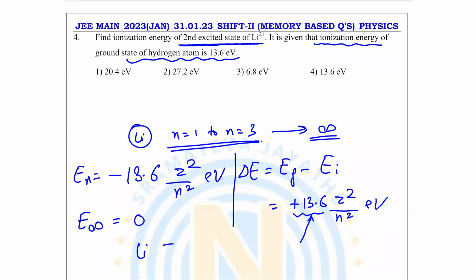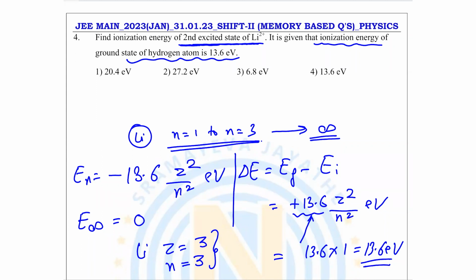Now for lithium, Z is the atomic number 3, and we are given n as 3 because of the second excited state. So if I put Z as 3 and n as 3, this becomes 13.6 into 1. So the answer is 13.6 electron volt. Fourth answer.